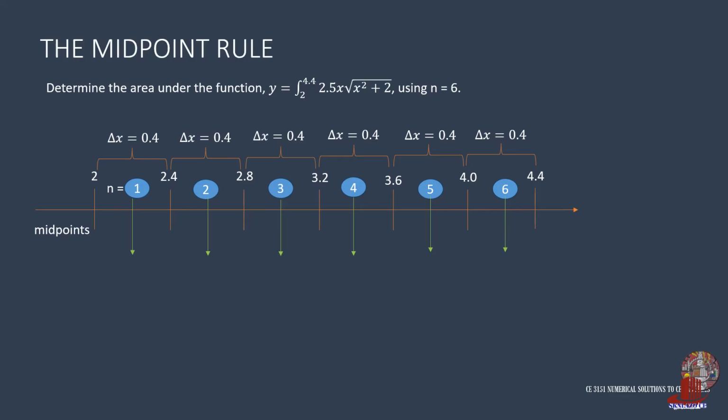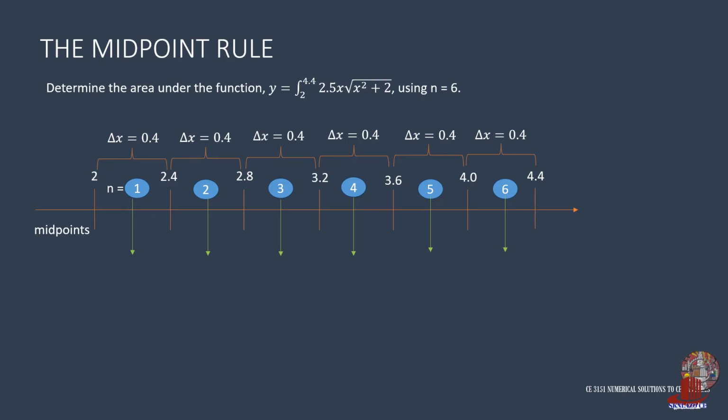The second rectangular area is computed similarly. Take the midpoint of the second span from 2.4 to 2.8, and that is 2.6. Use this value as x into the function, then multiply it by delta x, which is 0.4. That is 2.5 times x, which is 2.6, times the root of 2.6 squared plus 2. Then multiply by delta x of 0.4. The second area comes out as 13 root of 219 upon 25.